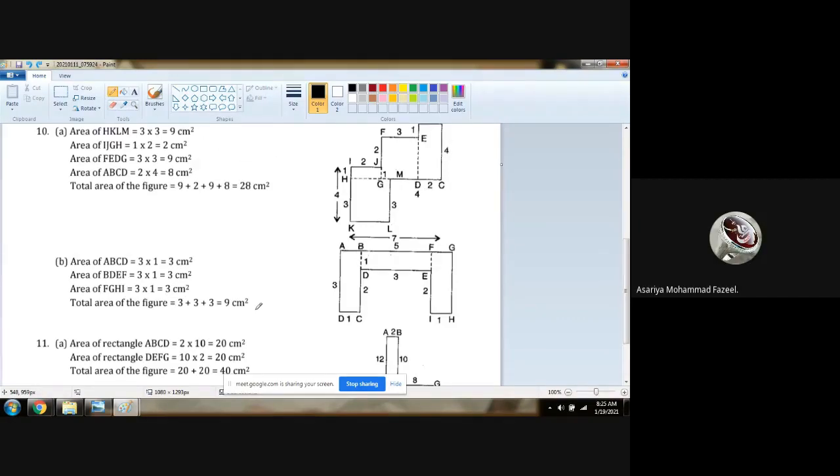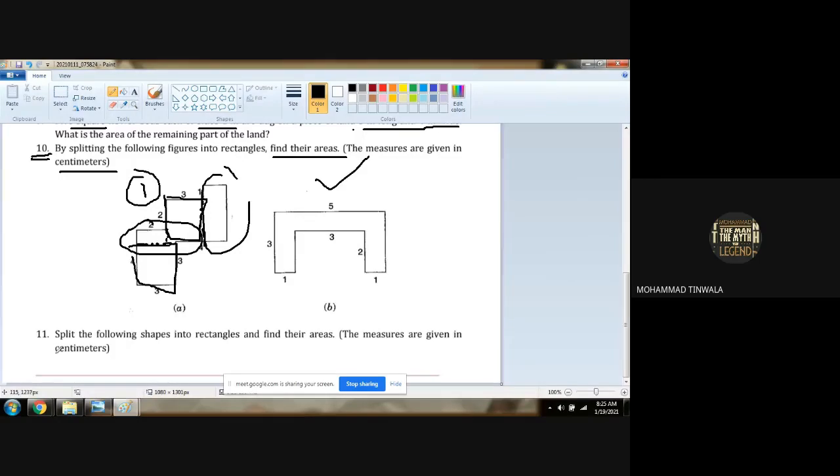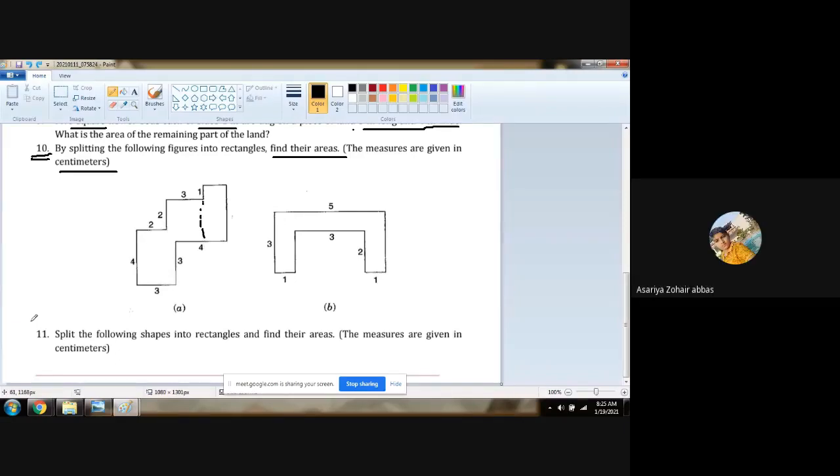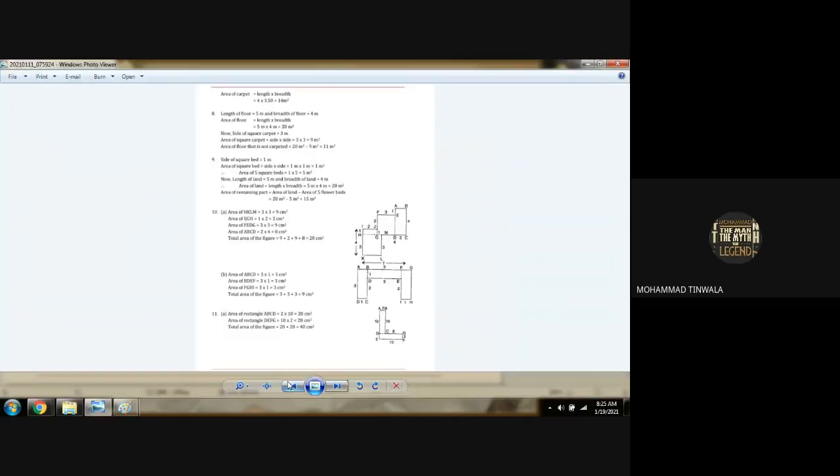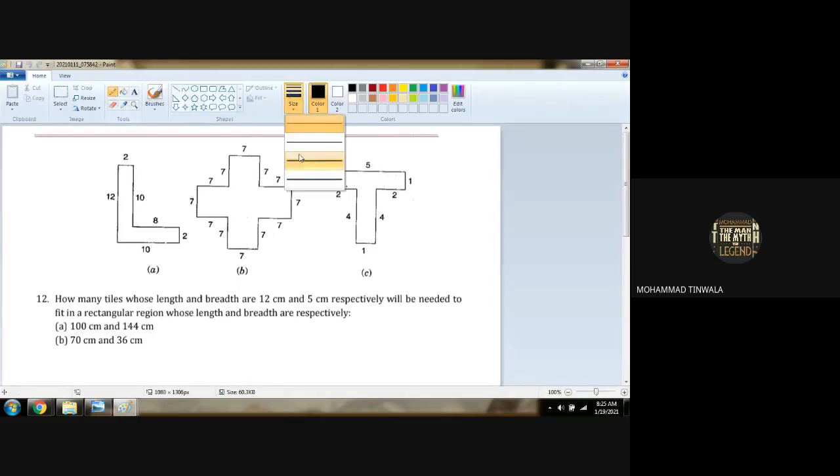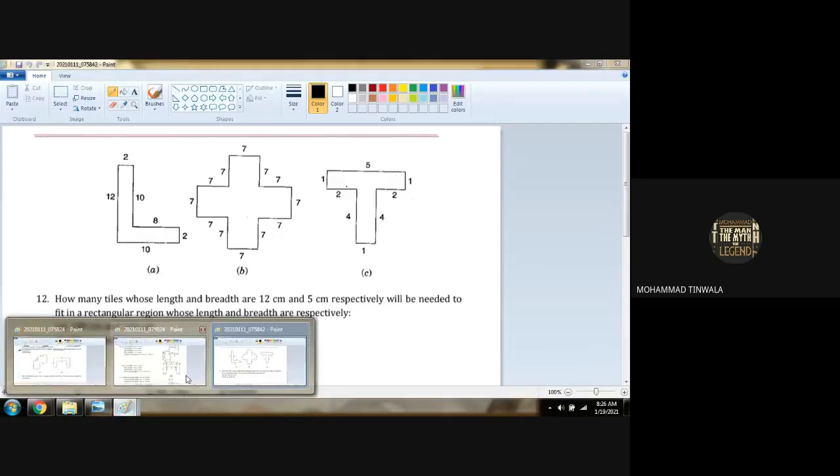No, sir. Question number 11. Please read this. Split the following shape into rectangles and find the areas. The measures are given in centimeters. Same as question number 10. Not a single thing new in this. Can you see here the figures are given? Now can we plot the rectangles in this?